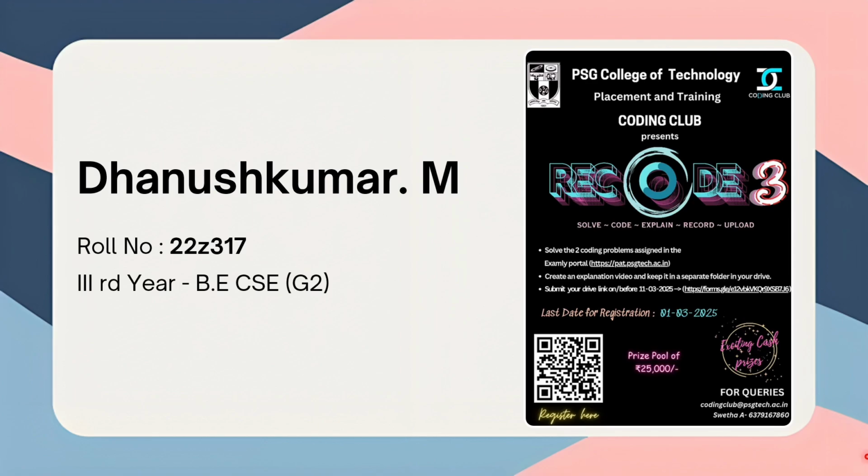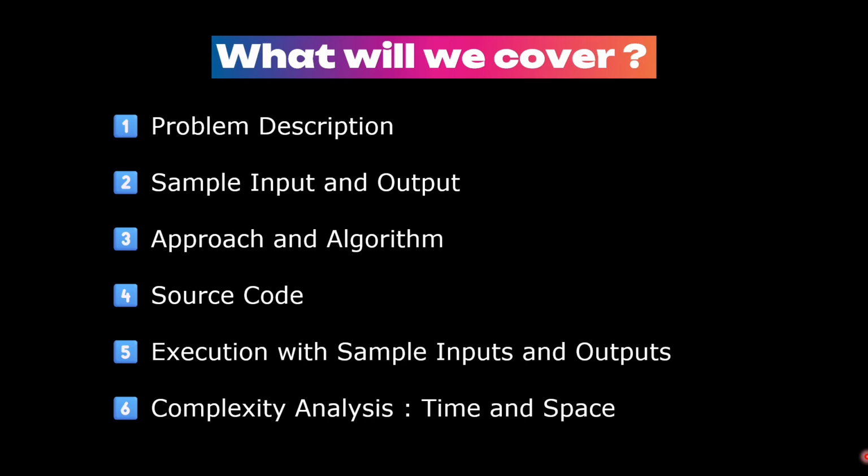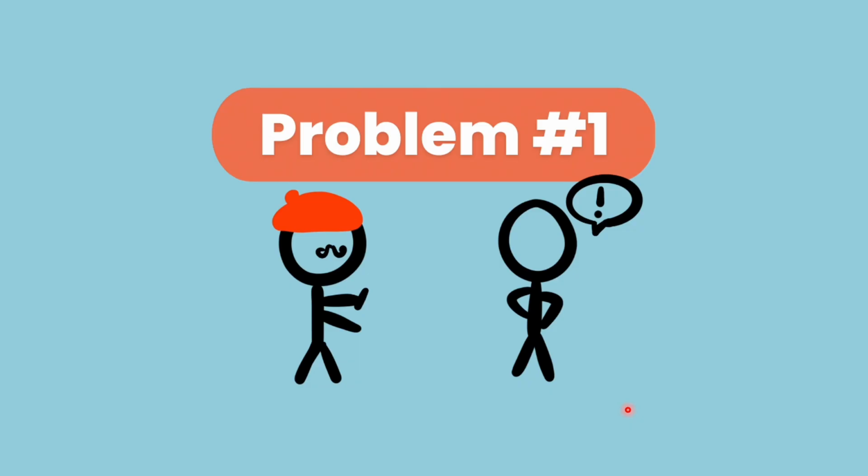In this video, we are going to solve two interesting DSA problems step by step. We will cover the following aspects for each problem: problem description, sample input and output, and then we will break down the approach and algorithm, followed by the optimal source code and execution of the code with sample inputs and outputs, and finally complexity analysis for both time and space taken by the code. So let's start with the first problem.